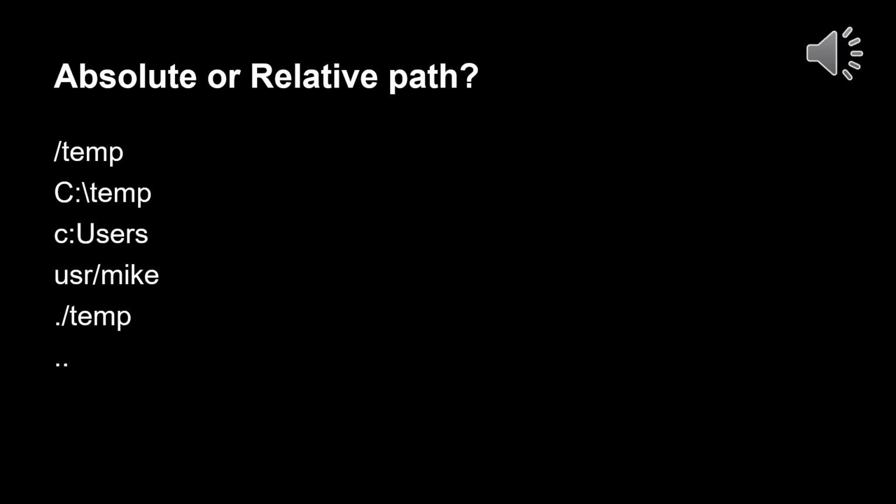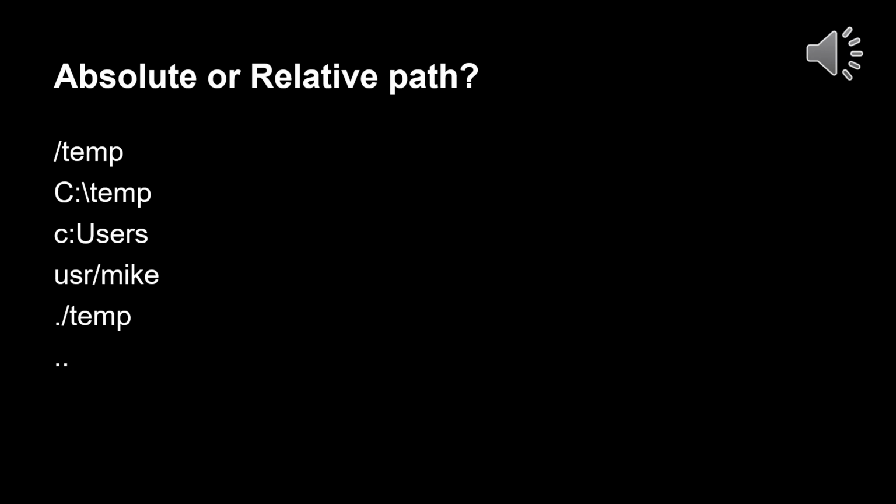So which are relative and which are absolute? The first one begins with the /temp, so that is an absolute path. The second one, C:\temp, that is an absolute path because we ignore the drive, the C:, the drive letter, and then look at the first character. So the second one, C:\temp, is an absolute path.